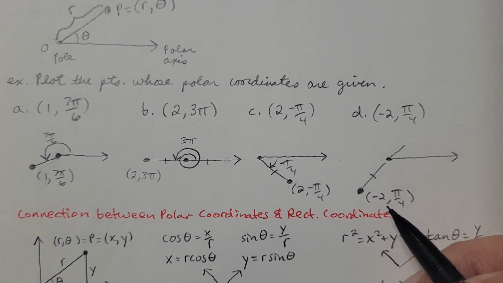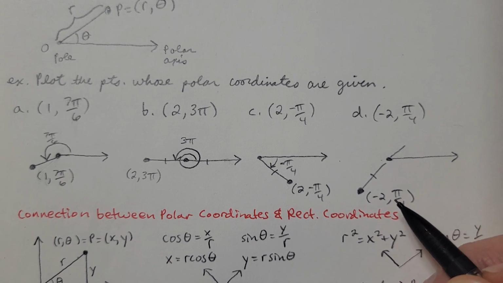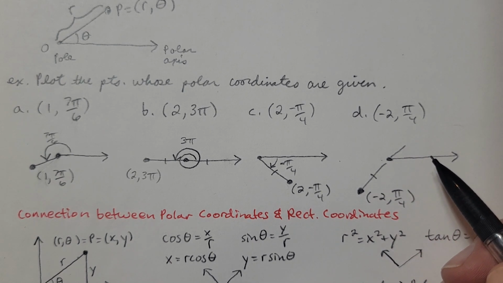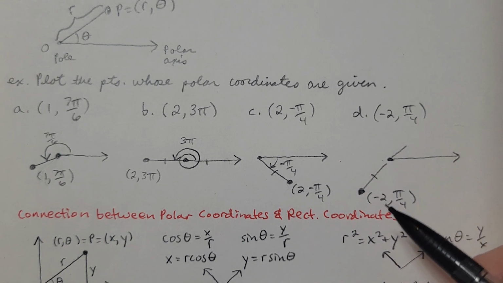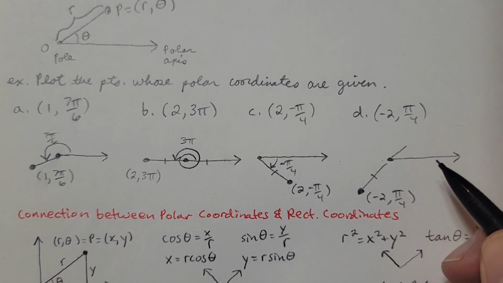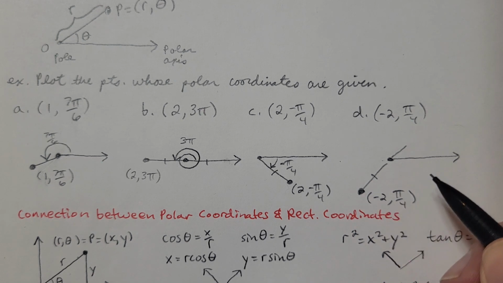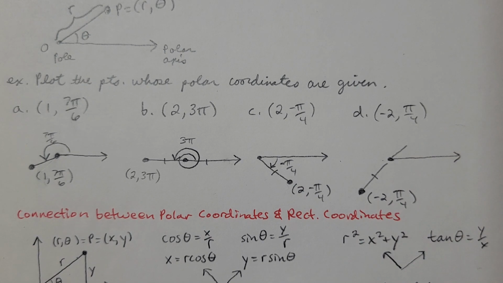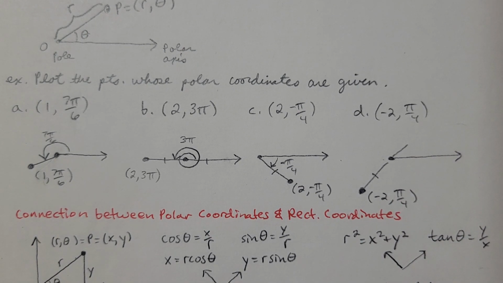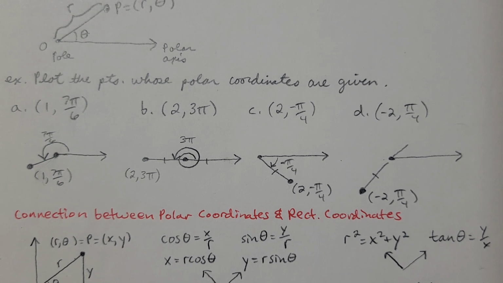Now, (negative 2, pi over 4) would put me in the same spot as if I were to go out 2 units and then swing that point 5 pi over 4 radians. Or if I were to go out 2 units and then swing that point negative 3 pi over 4 radians, going clockwise there, it's going to put me in the same spot. So polar coordinates have many different forms that you can give. Just make sure that you're landing in the right spot when you plot these points.